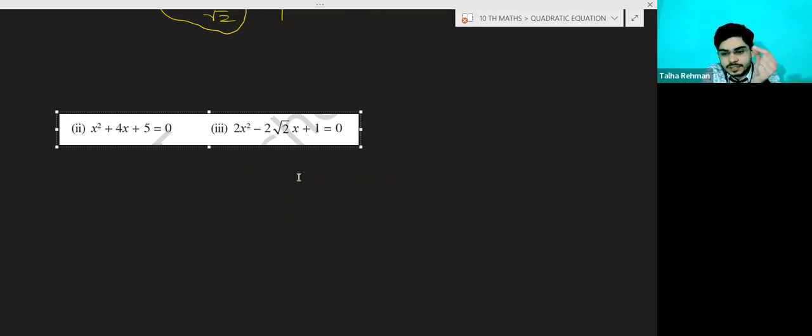First, write what is A, what is B, what is C, and after that, write the quadratic formula. X is equal to minus B plus minus under root of B square minus 4AC divided by 2A, and then put the value, and accordingly, you will get two roots.